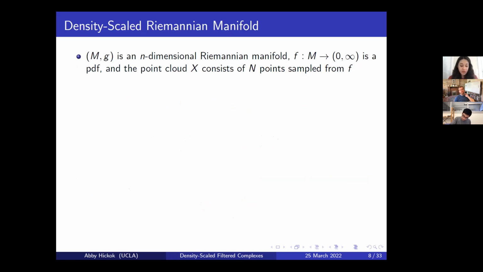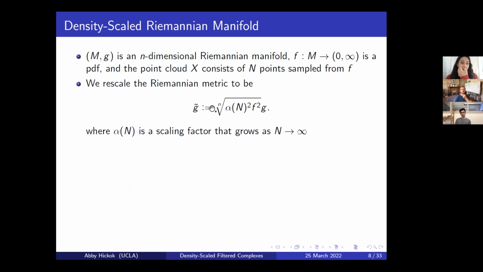Now the first step is to take this, I've just left this notation up here in case you forget. So the first step is to take this original Riemannian metric G, and we're going to modify it based on the density so that in the new manifold, the points are now uniformly distributed.